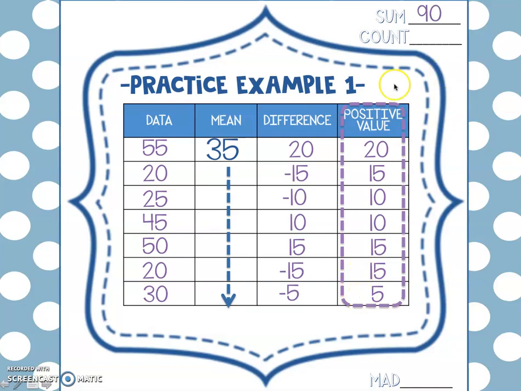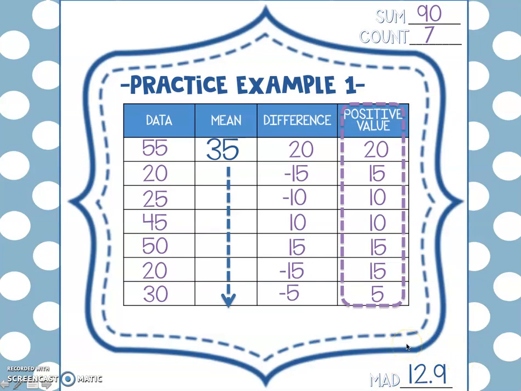And then our count is just how many pieces of data we have. We already said we have 7 pieces of data. So to get the average distance, we're going to take 90 divided by 7 and get a mean absolute deviation of 12.9. If you are working along on your calculator, you'll see that it was 12 point something, something, something. Well, we're just going to round to the tenths place, and that gives us a mean absolute deviation of 12.9.